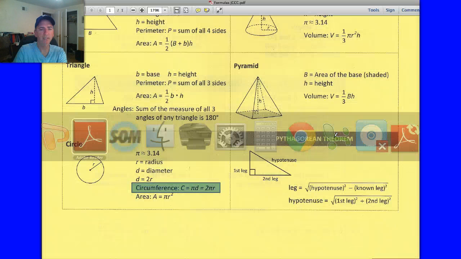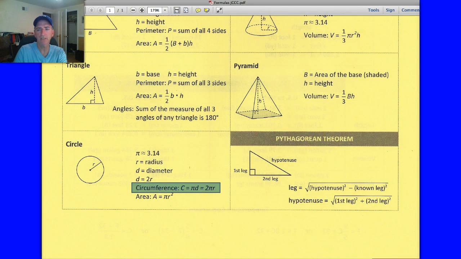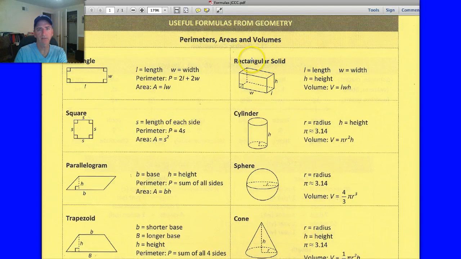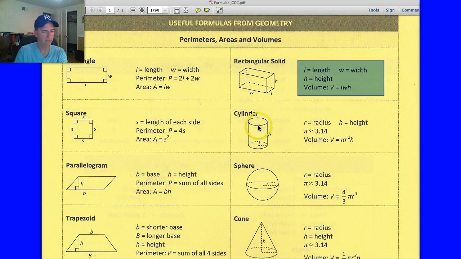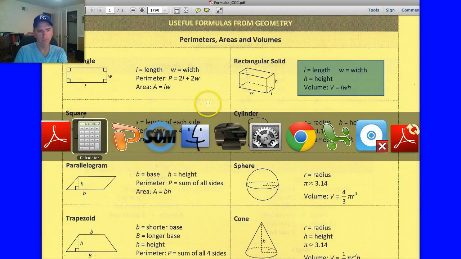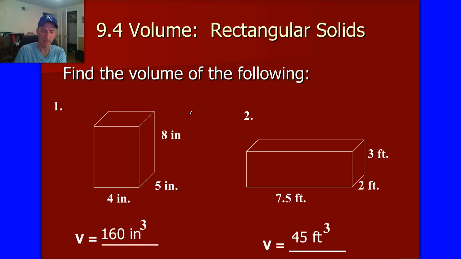Let's take a look at the formula sheet to make sure we are on the right page here. It looks like the volume stuff starts over on the right hand side. So there it is, the information on the rectangular solid: length, width, height, volume, you multiply the three. So hopefully that works out for you. Let me get back to my PowerPoint now.